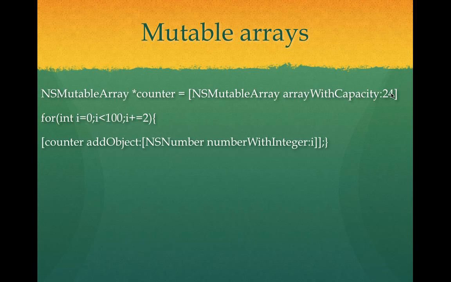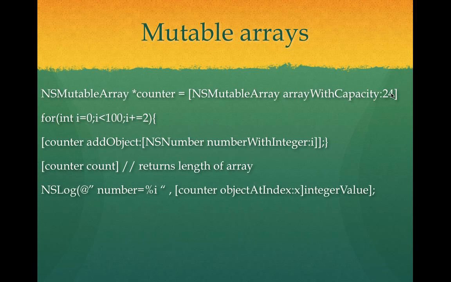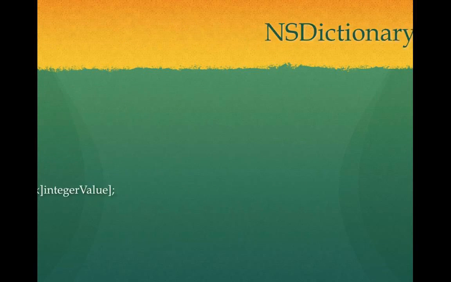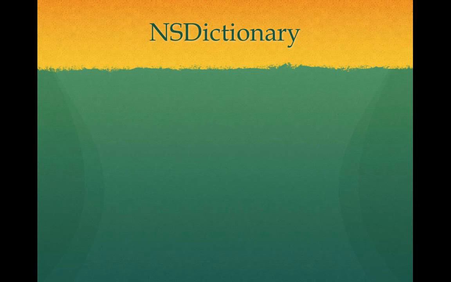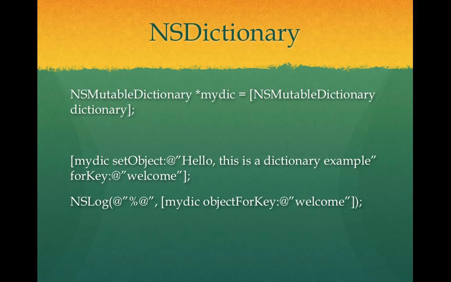Okay, I've done some example here to fill some values in my immutable array, but it's not that important. One more thing is NSDictionary. NSDictionary is made up of two things: the object and the key. So it's just like calling a whole sentence using one word. It's just like a normal dictionary.